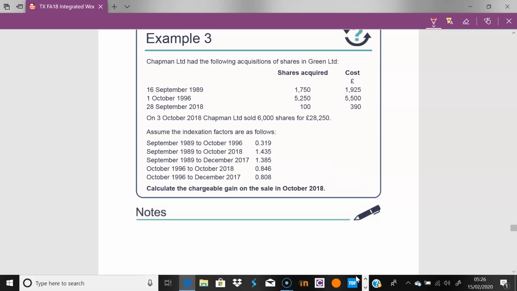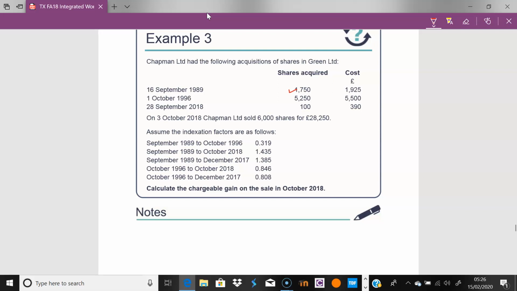So look at this here. It says that you have this business called Chapman Limited, who had the following acquisitions. So they had some stuff here, 1989. There we are. We have that.